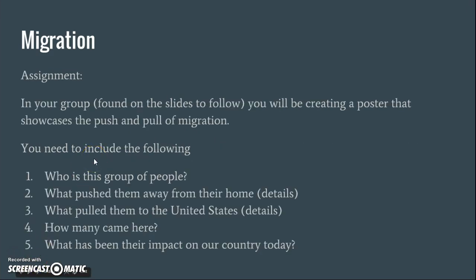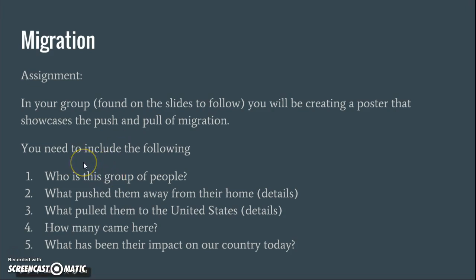Here's the assignment for today, and you'll have the entire class period to work on this, and I'm going to give a big disclaimer here. I do not expect you to finish this today. In your group, which will be found on the slides to follow, you will be creating a poster that showcases the push and the pull of migration. Alright, so what you need to include is the following.